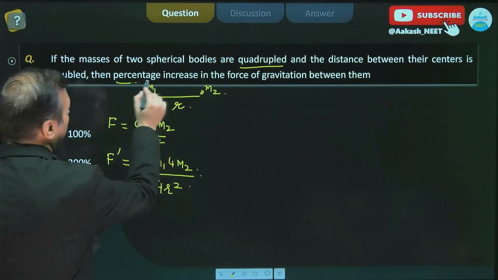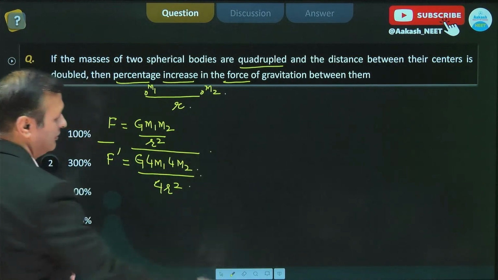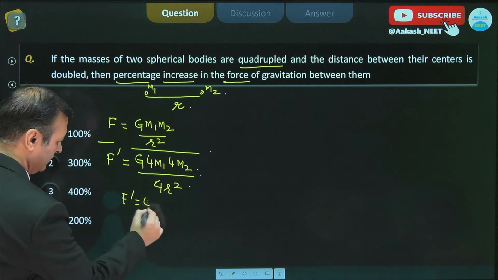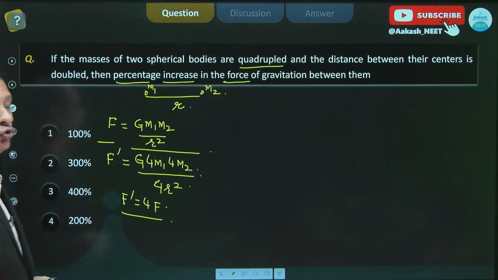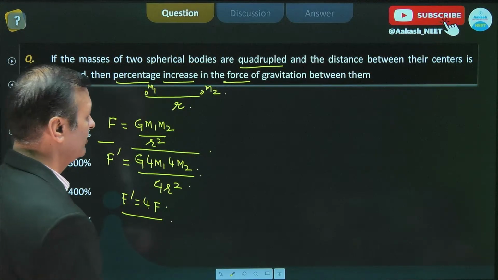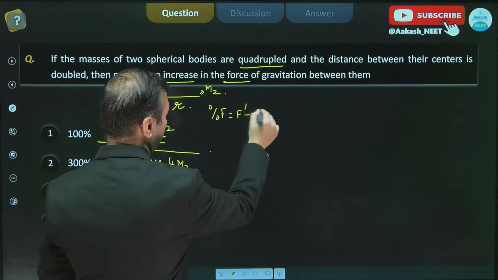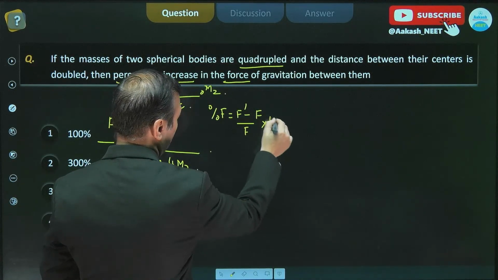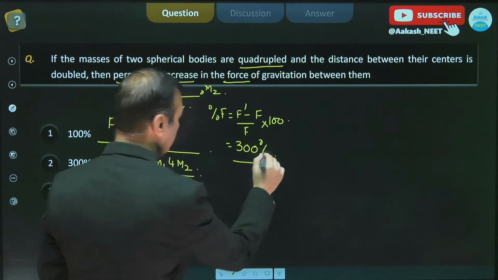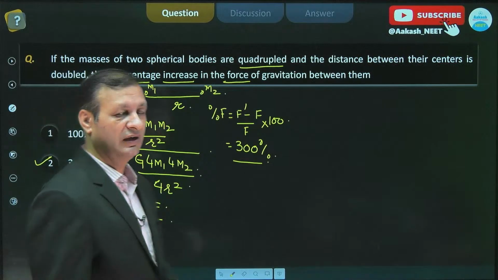So we have to find out the percentage increase in the force. I would rather suggest you go for the ratio, and when you take the ratio, you can clearly see F dash is 4 times F. But we have to find out the percentage increase. So percentage increase in force is F dash minus F by F into 100. So that makes it 300%. And this is how we'll have the answer.